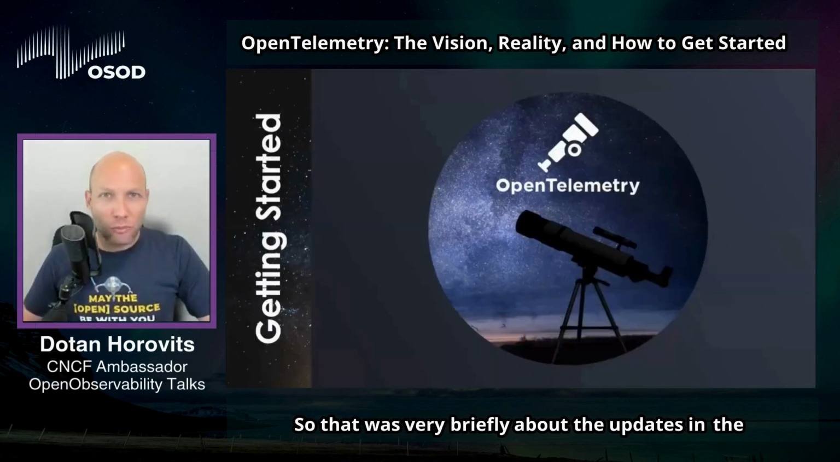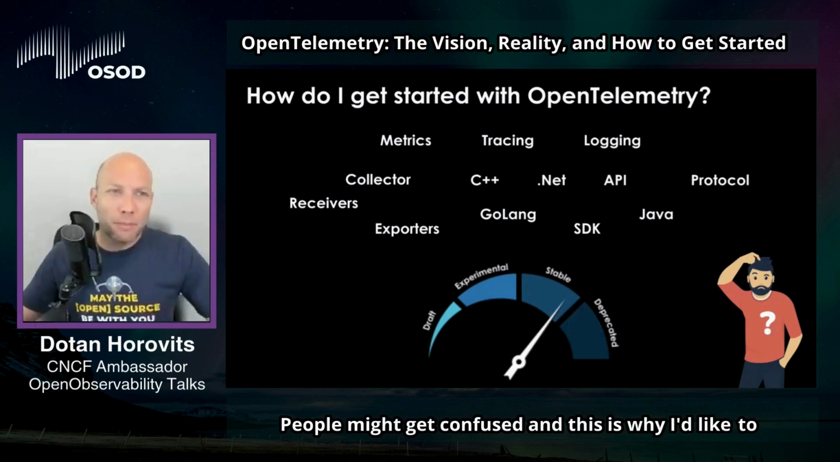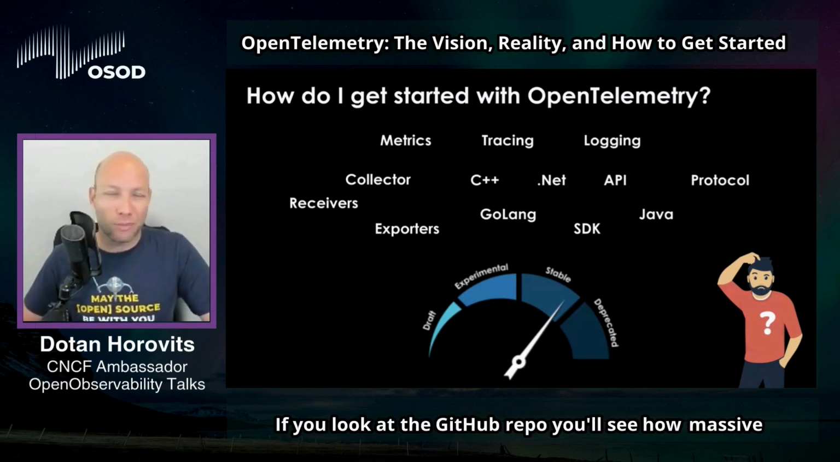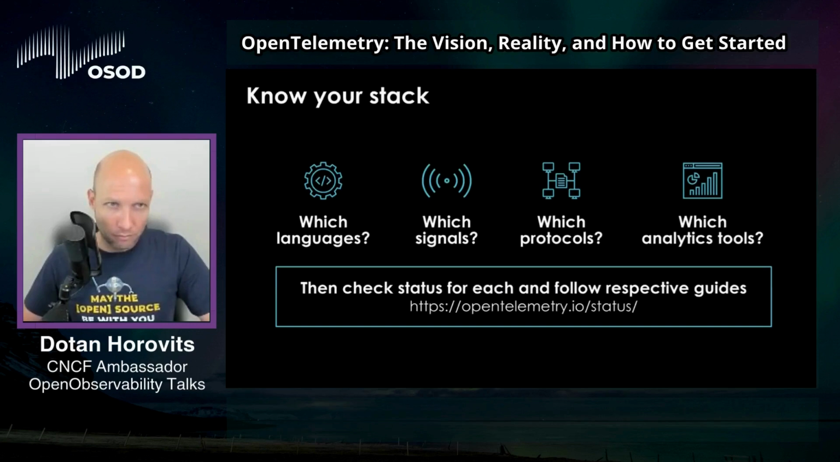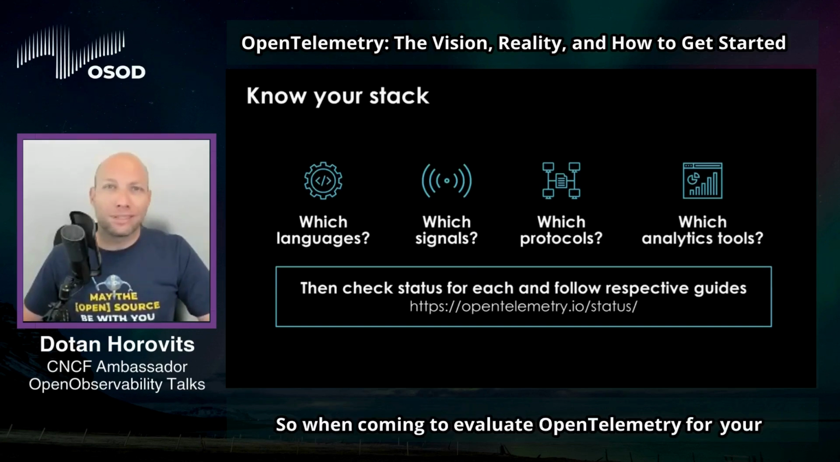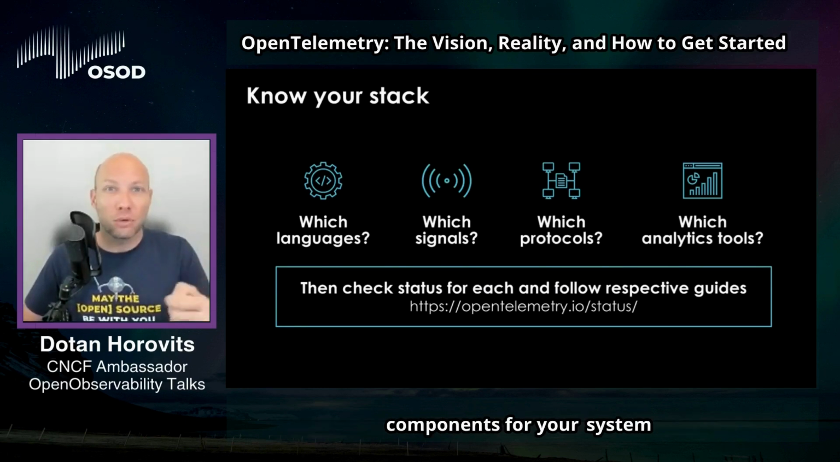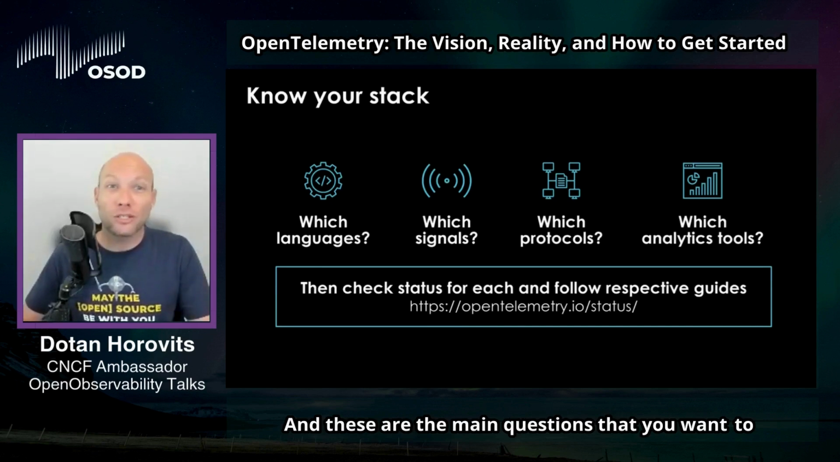So that was very briefly about the updates in the project. And now I'd like to say a word about how to get started with the project. People might get confused, and this is why I would like to provide some advice. It's a massive, massive project, of course. If you look at the GitHub repo, you'll see how massive it is. So here's my bit of advice on how to get started. When evaluating OpenTelemetry for your project, you should map the status of the relevant components for your system. And as you can see here on the screen, know your stack. These are the main questions that you want to ask yourself.